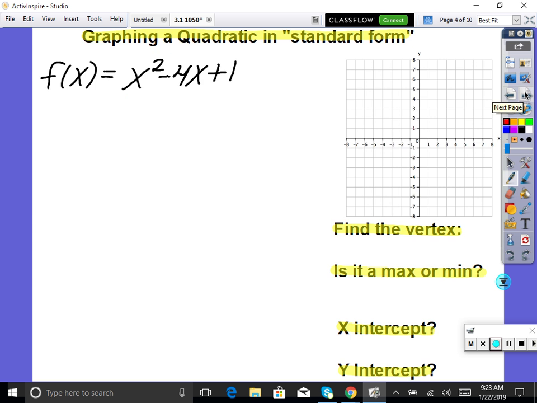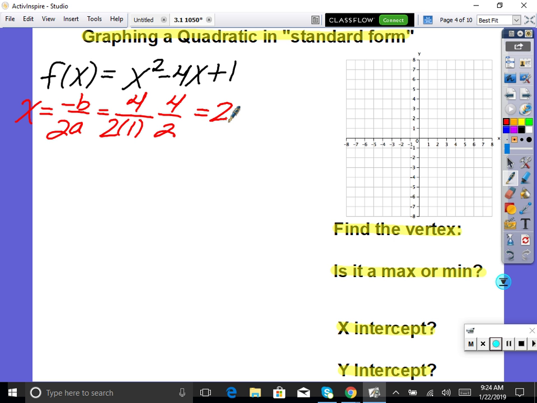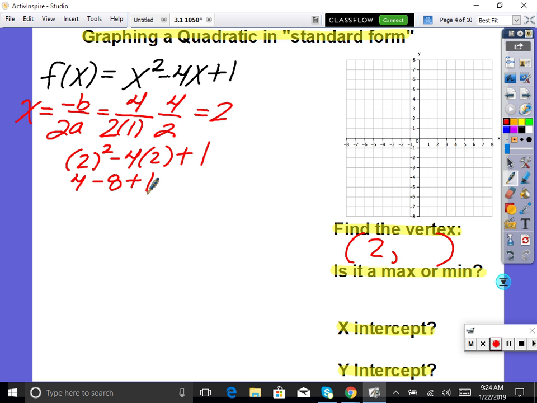It says, graph a quadratic in standard form. So right here is considered non-shifted form. So you'd say to find the shifted form, I'm going to do x equals negative b over 2a, which is positive 4, isn't it? Negative of a negative. And then over 2 times 1, so that's 4 over 2, which is 2. So my vertex is 2, comma, now to find it, we'll plug it back in. 2 squared minus 4 times 2 plus 1. So that's 4 minus 8 plus 1, negative 4 plus 1.